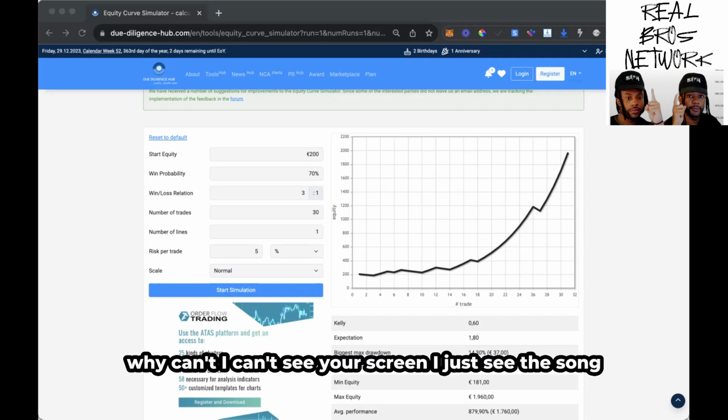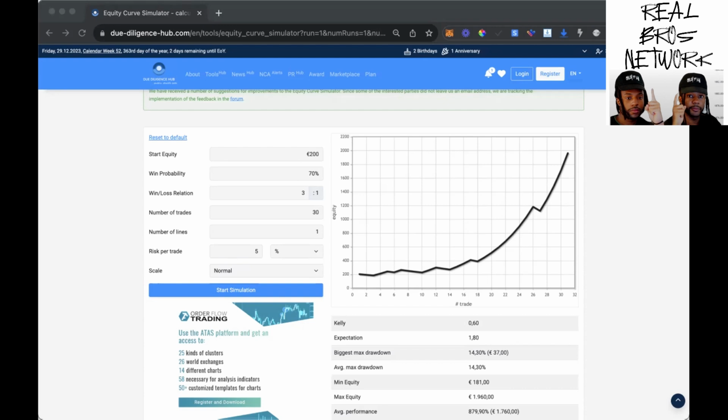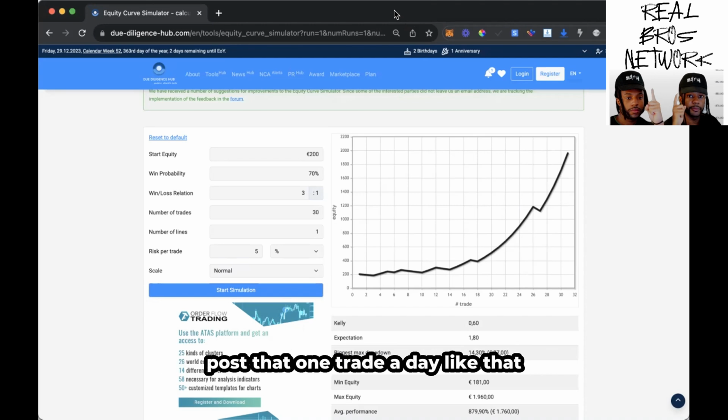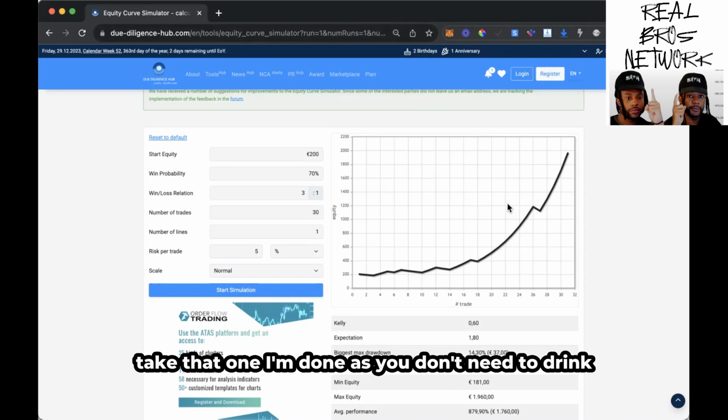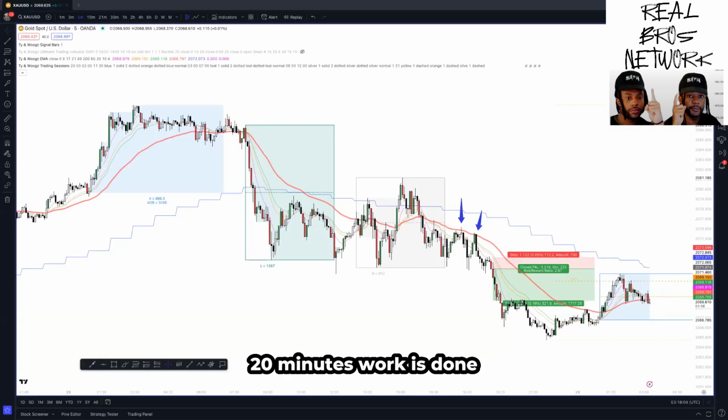Okay. Well, I can't see your screen. I just see the simulator. Going back, I would have told you how I would have traded in New York right here, and that's why, in the Discord, I post that 1 trade a day. That's literally my trade. Just take that one, I'm done. Because you don't need to take more. You can make all your money in 1 trade. 15, 20 minutes, work is done.